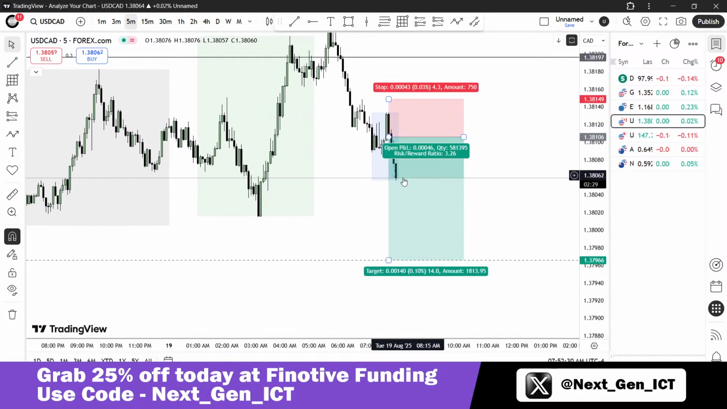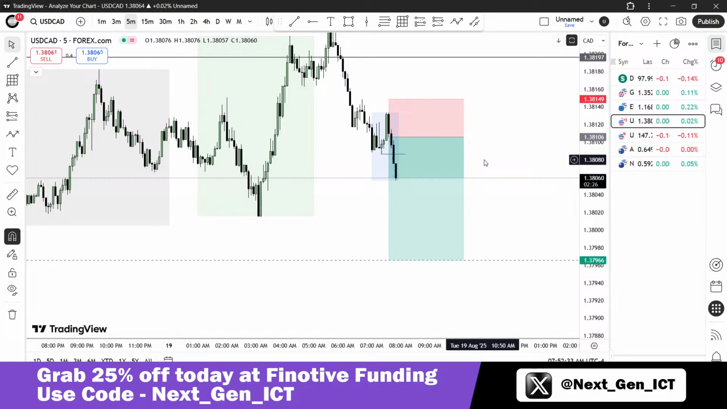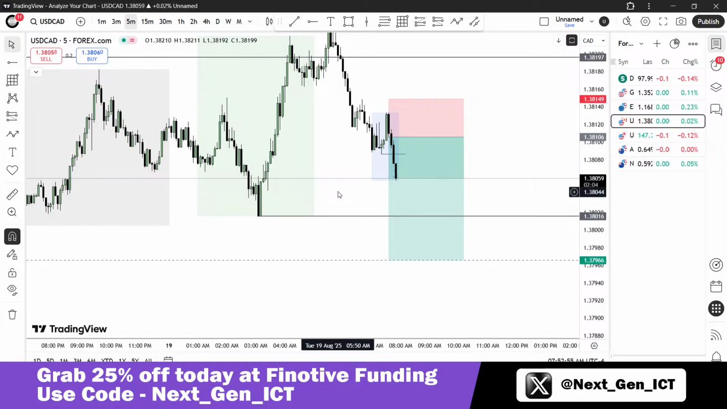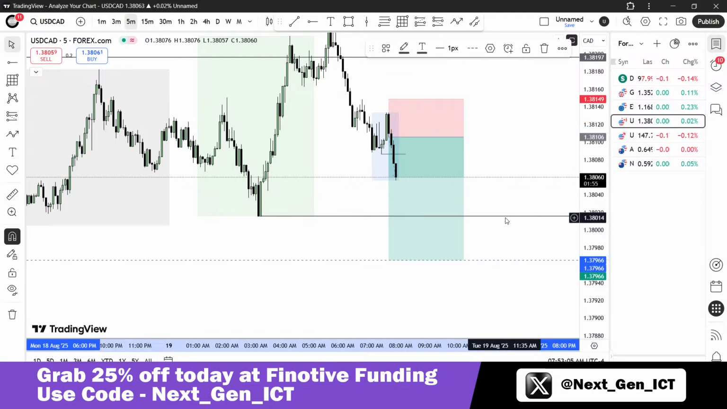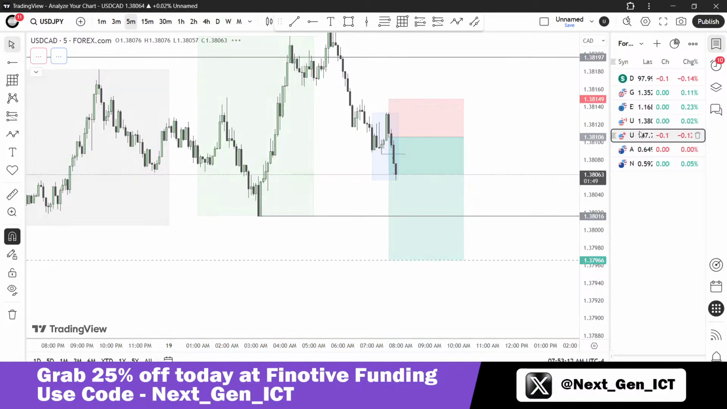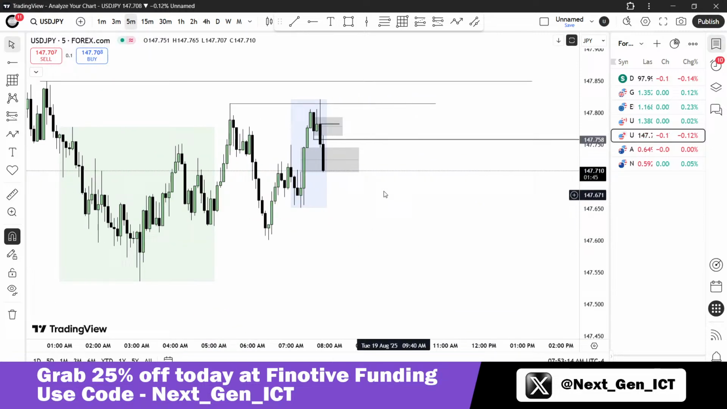USD CAD has already moved about 1 hour. If you are in this trade, then when price reaches this low, take some partials if it comes around here, and leave the rest for targeting that low. When it takes this low out, move the stop loss to break even if you are in this trade. Okay baby, close below this.